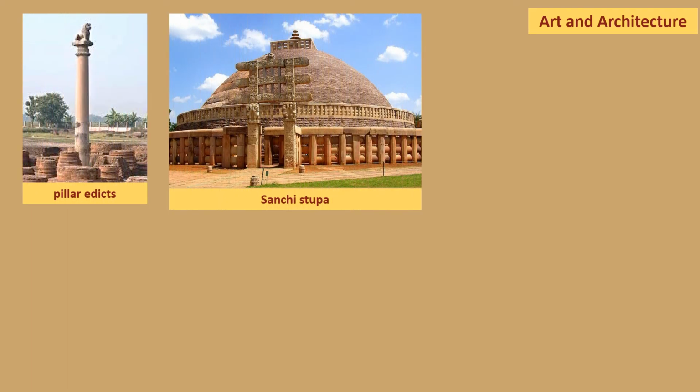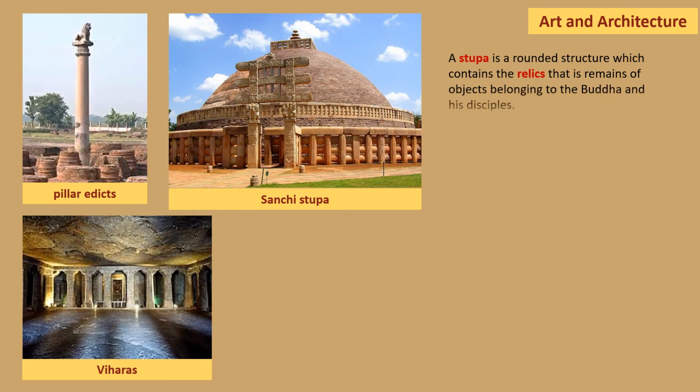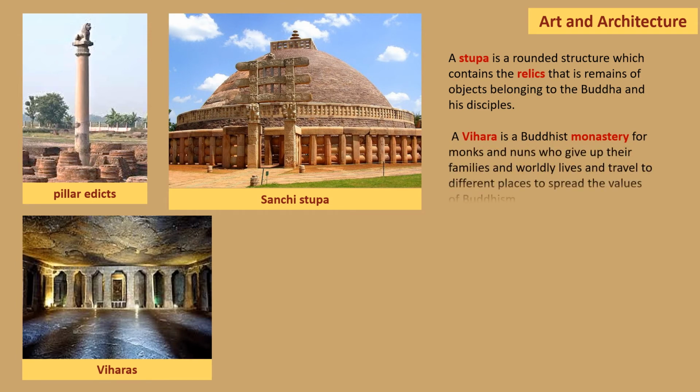Indian art and architecture reached a new height under the Mauryas. Ashoka built many pillars, stupas like Sanchi Stupa, and viharas to spread the message of Buddhism. Children, a stupa is a rounded structure which contains the relics, that is, remains of objects belonging to the Buddha and his disciples. A vihara is a Buddhist monastery for monks and nuns who give up their families and worldly lives and travel to different places to spread the values of Buddhism.